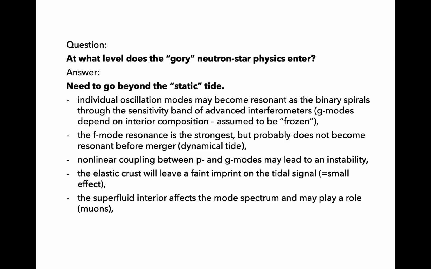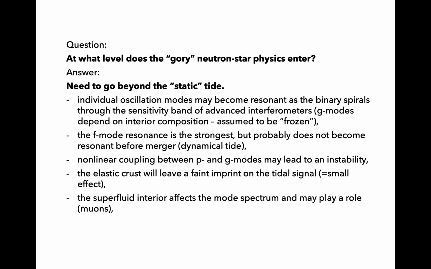So one question you might ask is, what happens to all the gory neutron star physics? The fact that we should have an elastic crust, we've got a superfluid core, maybe deconfined quarks and all that stuff. Where does that sit in this problem? Well, the answer, I think, is that we need to go beyond the static tide, the Love number, and the tidal deformability that I've mentioned so far, and think about the dynamics. So that leads us on to questions about the dynamical tide. So what does that mean?